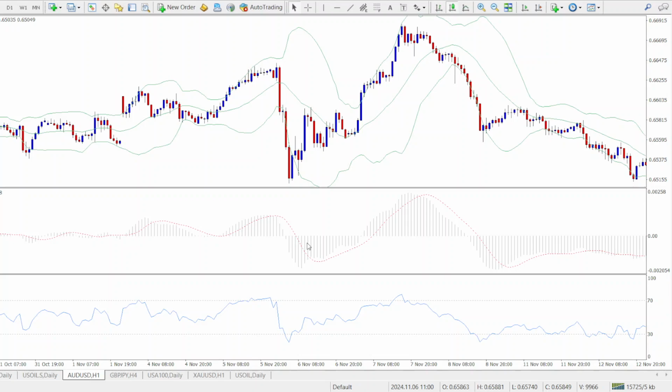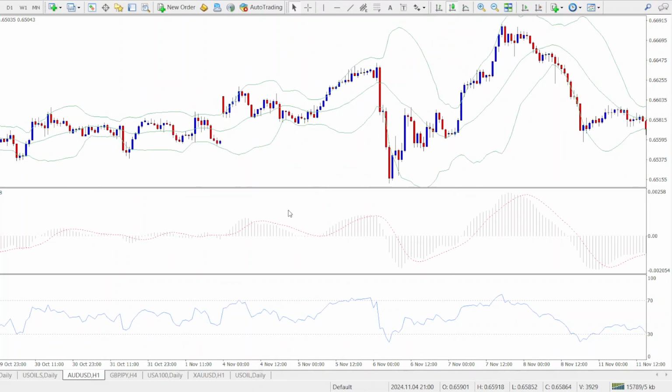Then the next thing for you to do is to check the RSI for overbought or oversold conditions. For a buy signal, you'll want the RSI to be below 30 and starting to rise. Then for a sell signal, you'll want the RSI to be above 70 and starting to drop. Now you have to combine all three signals for confirmation.